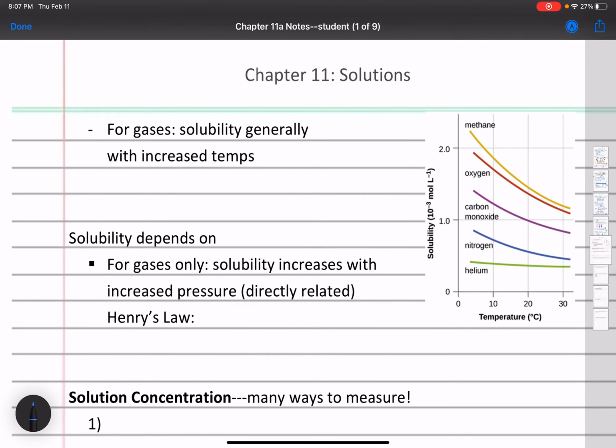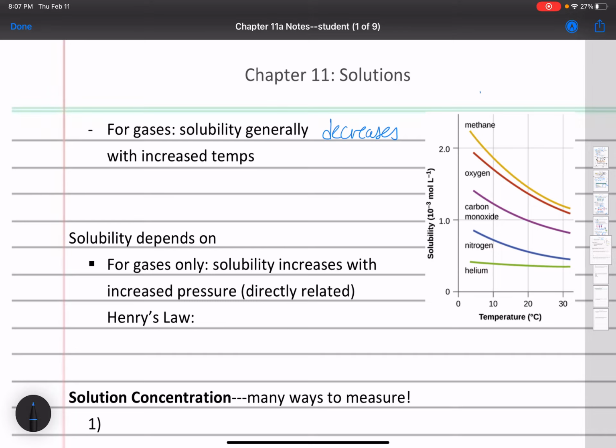Let's see some other things. Gases. Gases are also soluble in liquids. But for gases, when we increase the temperature, it usually decreases the solubility. So it has the opposite effect. Temperature has the opposite effect on gases.